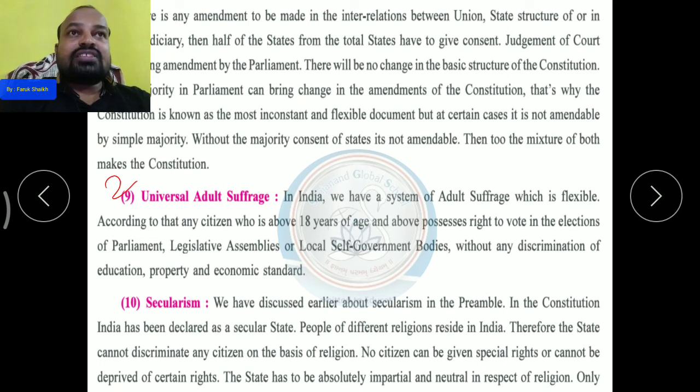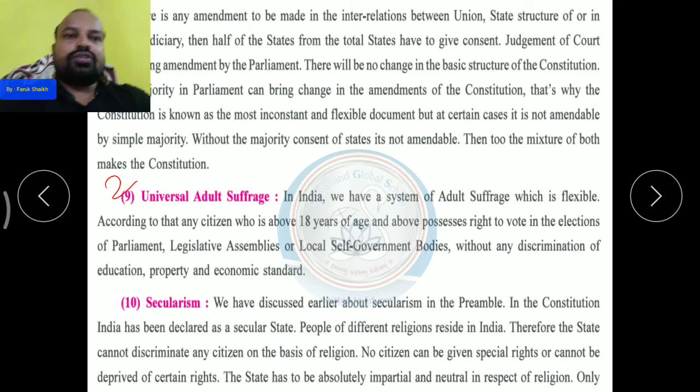Property: if someone doesn't even have their own house, he doesn't have any land, he can also cast a vote. A person who doesn't have money can also vote. So there is no discrimination. Without any discrimination on these three things, any citizen of India can cast a vote after 18 years of age.